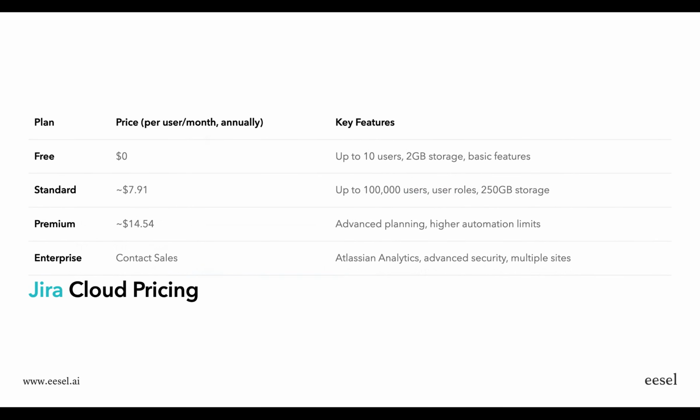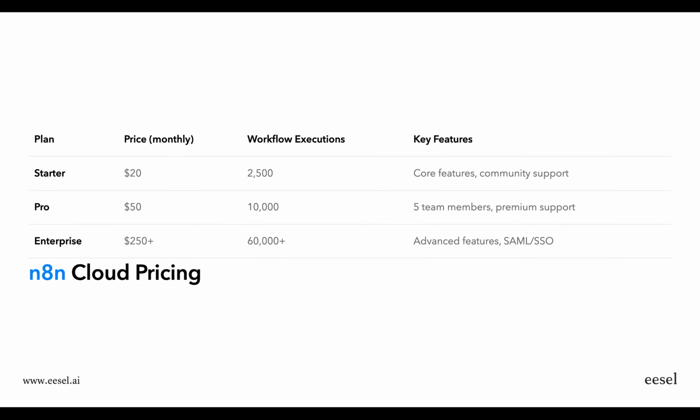When it comes to cost, let's start with Jira. Its pricing is pretty straightforward. It's based on the number of users you have, with different tiers offering more advanced features as you go up. For n8n, the pricing is a bit different. Their cloud plans are based on the number of times your workflows run each month, which can make costs predictable, and they also offer self-hosted options.